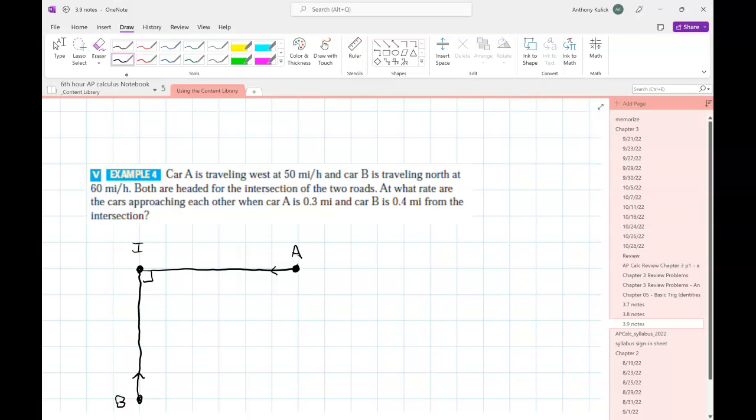So what shape am I going to be making here? A right triangle, yeah. So let's label our sides here. I'm going to call this side X because it's horizontal, this side Y because it's vertical, and this side Z. Everybody's cool with that? All right, it says car A is traveling west at 50 miles per hour. What should I name that? Very good, dx dt. Okay. Car B is heading north at 60 miles per hour. What should I call that? Okay.